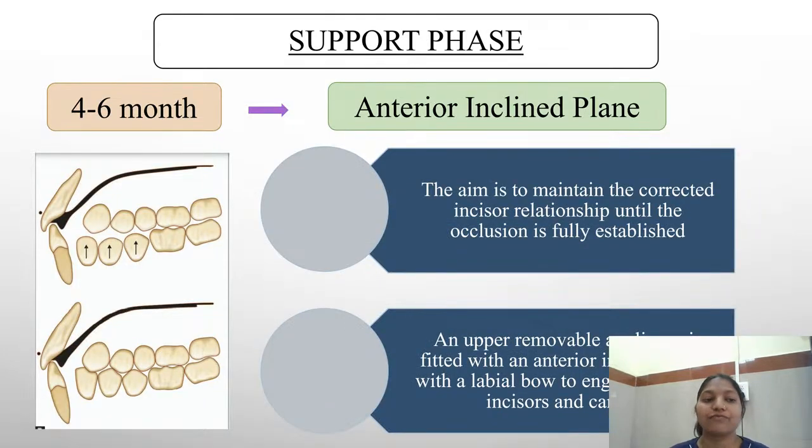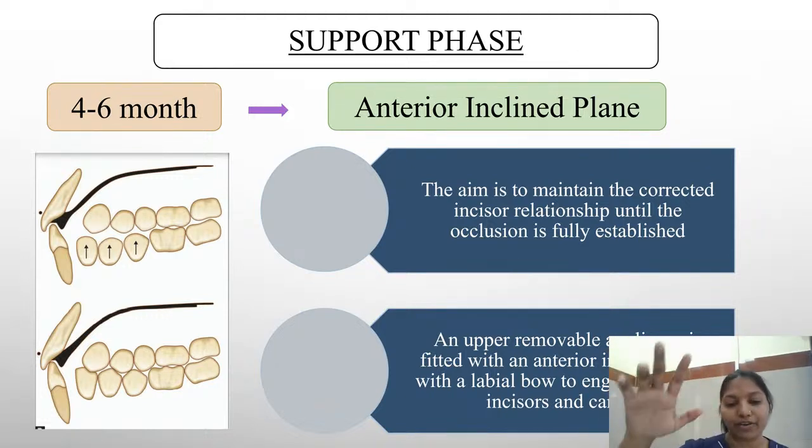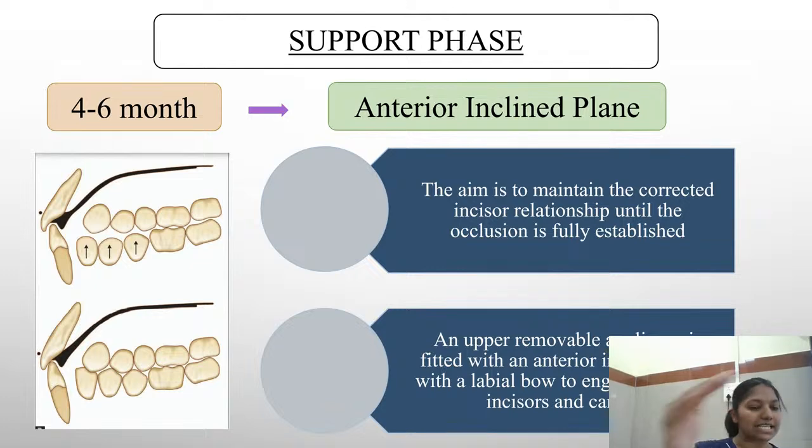The support phase lasts for 4 to 6 months, where the anterior inclined plane is given to the patient. The aim is to maintain the correct incisal relationship until the occlusion is fully established, and it contains the upper removable appliance, to which an anterior inclined plane is added with the labial bow to engage the lower incisor and the canine.